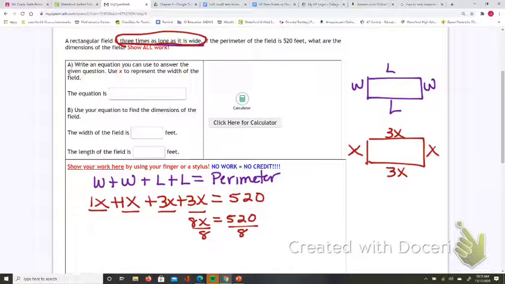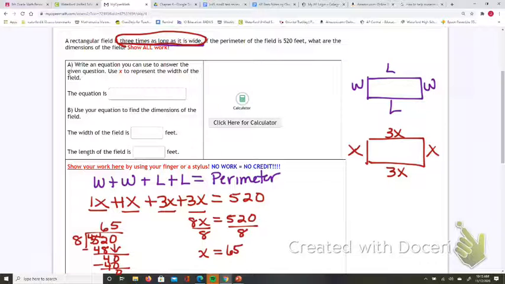So then 8 divided by 8 is 1x, and then 520 divided by 8. Okay, I'm going to make my division box. 8 goes into 52 6 times. 6 times 8 is 48. 52 minus 48 is 4. Bring down the 0. 8 goes into 40 5 times. Okay, so 65 is my x.